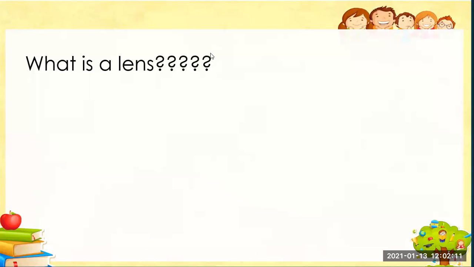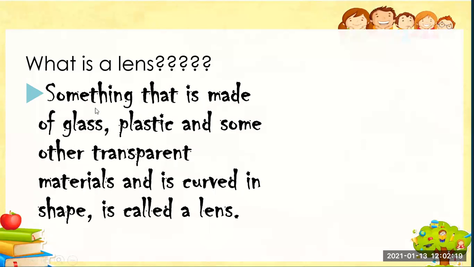We are going to discuss what is a lens. So, what is a lens? Something that is made of glass, plastic, and some other transparent materials and is curved in shape is called a lens. What is a lens? We must know a few things: something which is made of what? Which is made of glass or plastic or some other transparent material.